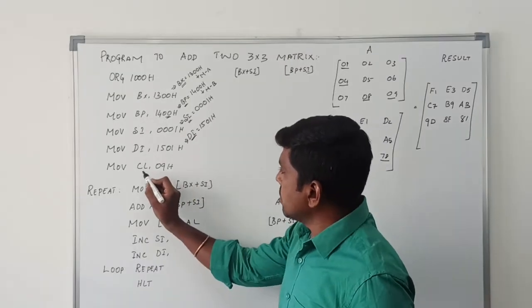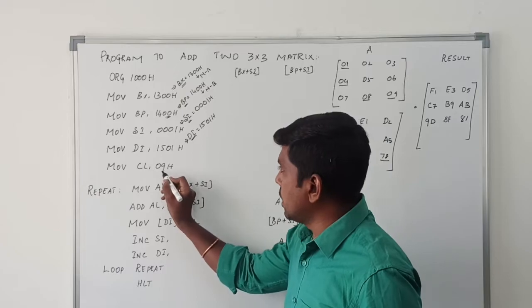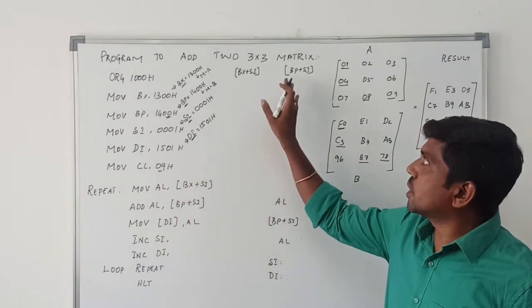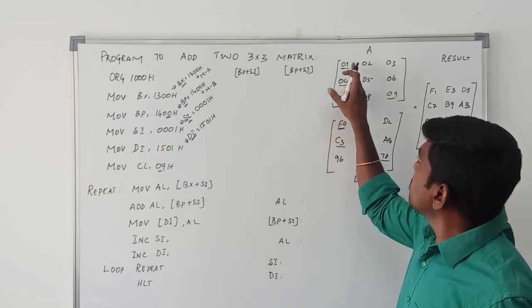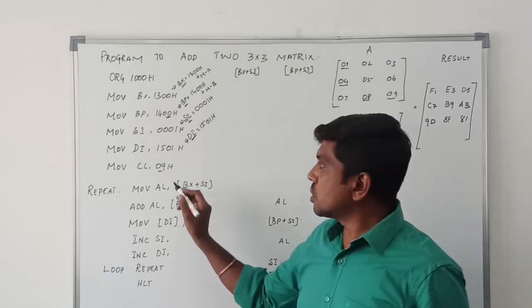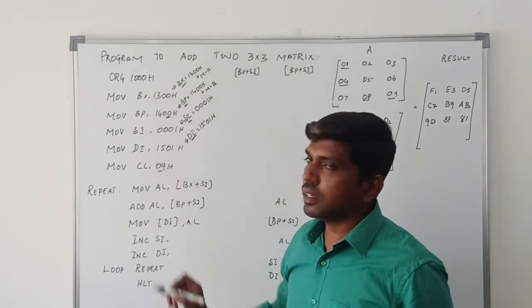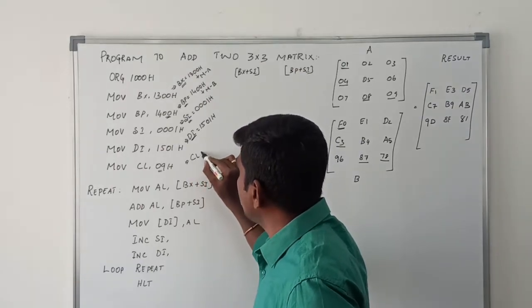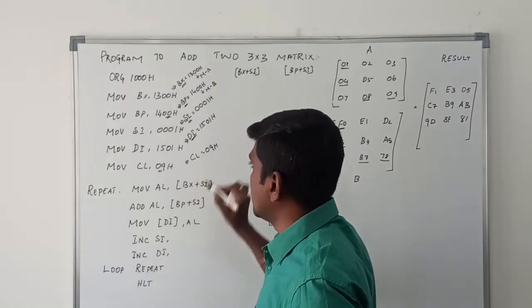The next instruction, MOV CL, 09. This 09 declares the size of the matrix, because matrix A and matrix B each have 9 element values. So this 9 is stored in the CL register. After execution of this instruction, the CL value is 09H.